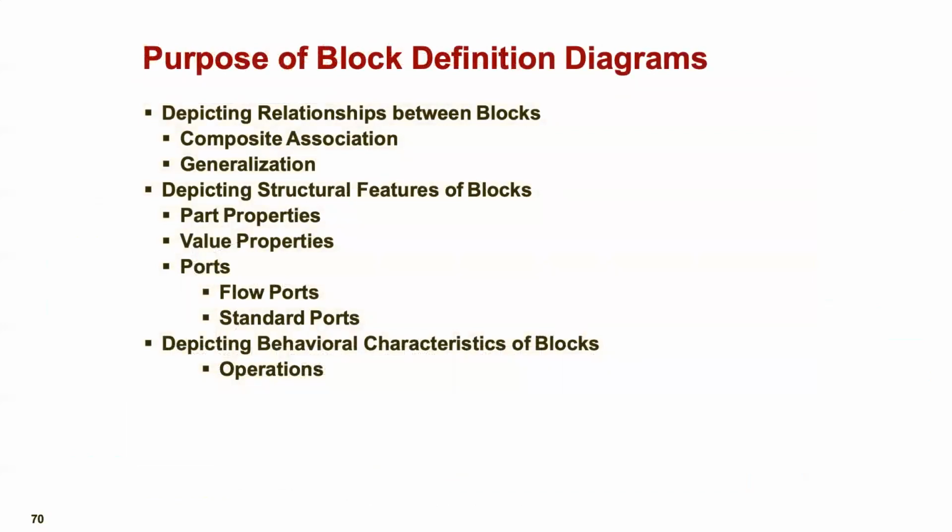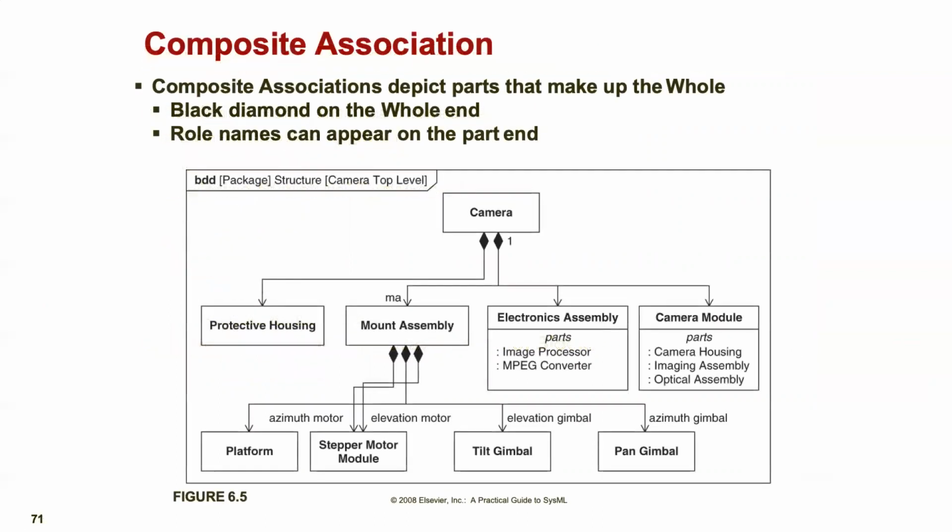So the purpose of a block definition diagram is depicting relationships between the blocks. We can have either composite association or generalization. It depicts structural features of blocks. We can have part properties, value properties. We can define ports, how things flow in and flow out. And we can also depict behavior characteristics of the blocks. So that gets into operations.